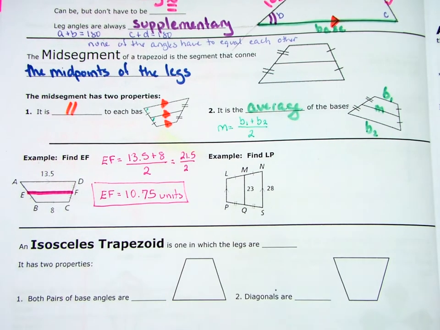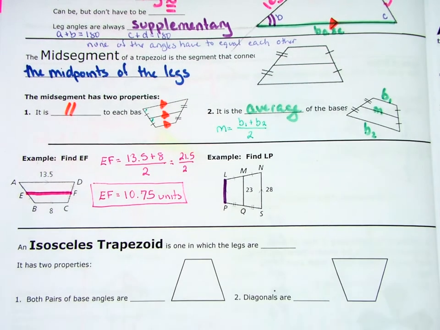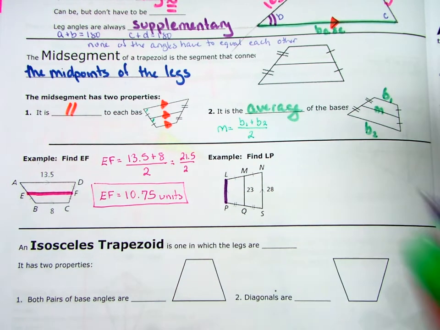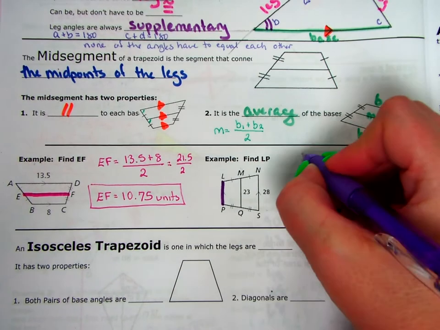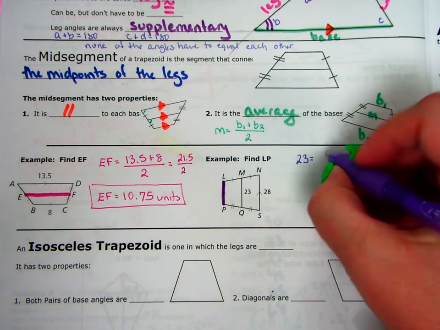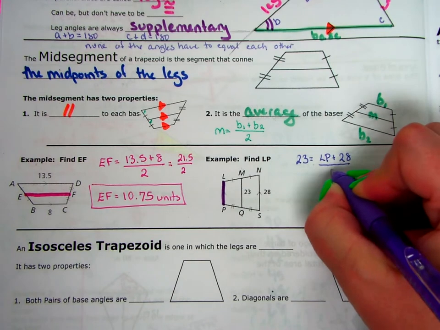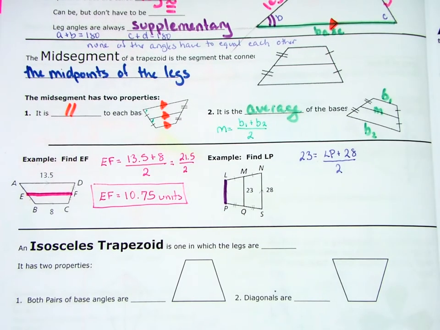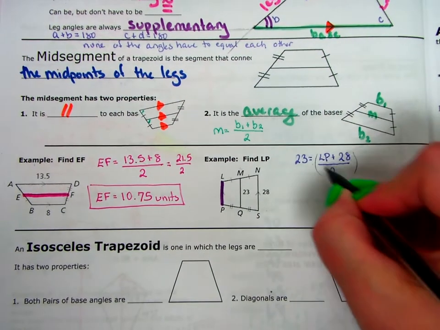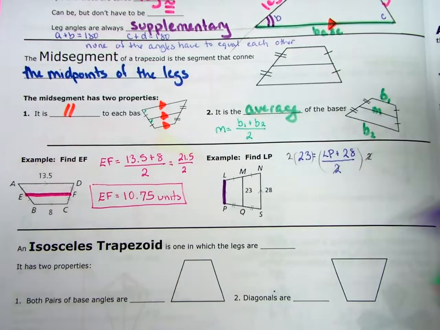Find LP. So this one's a little bit different because on the last one they wanted me to find the midsegment, which was pretty simple because you just average the other two together. But this one wants you to kind of work backwards and find one of the bases when you're given the midsegment. We know that the midsegment, which is 23, would equal the average of LP and NS. So LP plus NS, which is 28, divided by 2, would give me 23. Yes? Multiply 23 by 2 and then subtract 28. Yeah, just work backwards. Multiply both sides by 2 to get rid of that there.